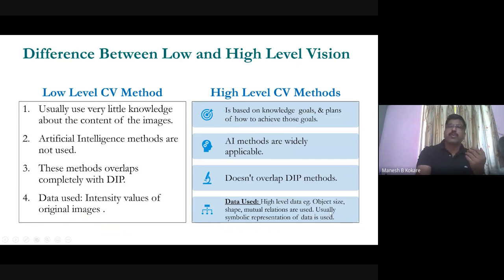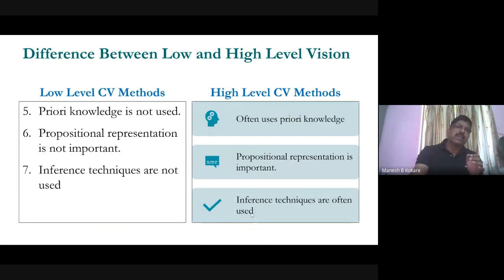And then usually this symbolic representation of data is used in the high-level computer vision method, whereas only intensity values are used for processing in the low-level computer vision method. So the data used in low level is totally different compared to the data used in high-level computer vision method.